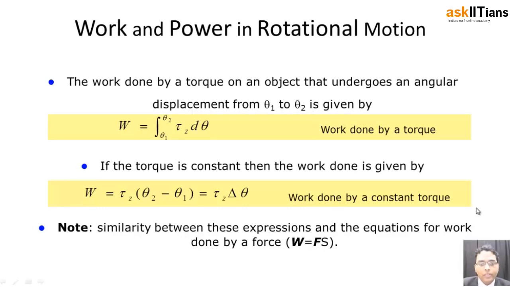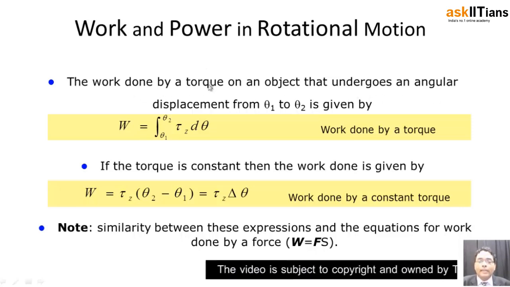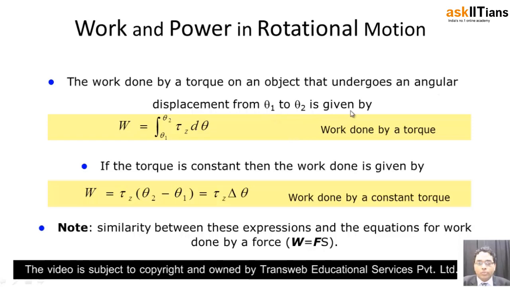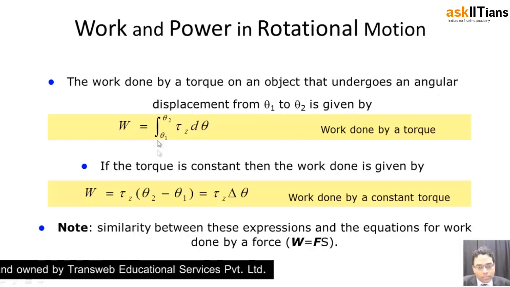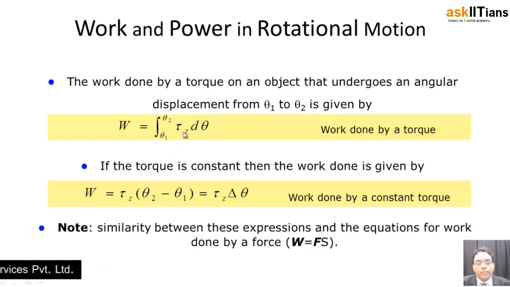The next thing that we need to understand is, we have already understood force, we have already understood torque. Now let's try to relate that to work. Obviously, this is what we are going to actually measure. This is a physically determinable quantity. So when we talk about work, the work done by torque, for an object which undergoes an angular displacement, let's say from theta 1 to theta 2, is given by integrating from theta 1 to theta 2 the torque acting along the z direction into d theta. So tau d theta gives you the amount of work.